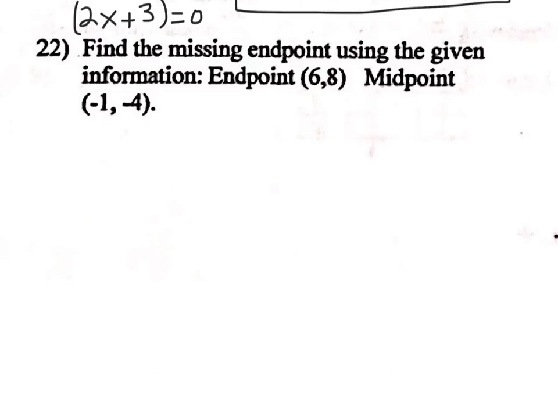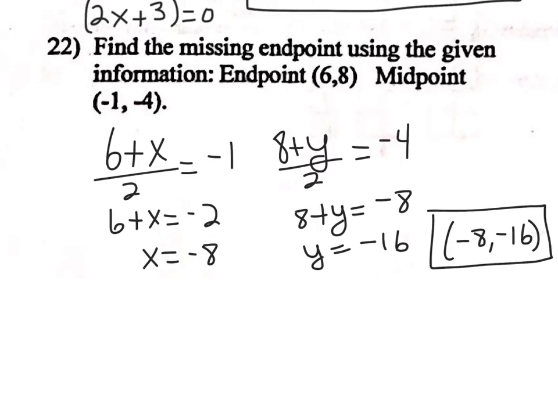All right, the last problem for this video is to find the missing endpoint using the given information. The endpoint is (6, 8), and the midpoint is (-1, -4). So I'm just going to write this out and then walk you through what I did. I used my midpoint formula to find the answer to this one. I took my value for my endpoint, 6. I don't know the value for my other endpoint. That's going to be this x right here.